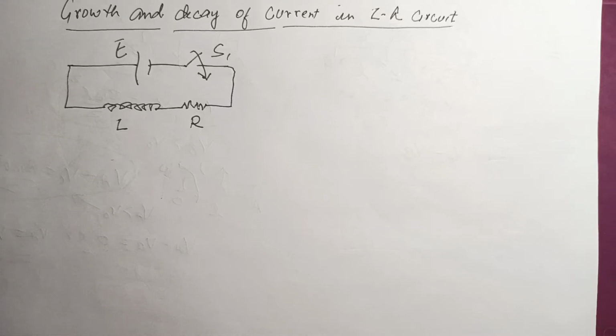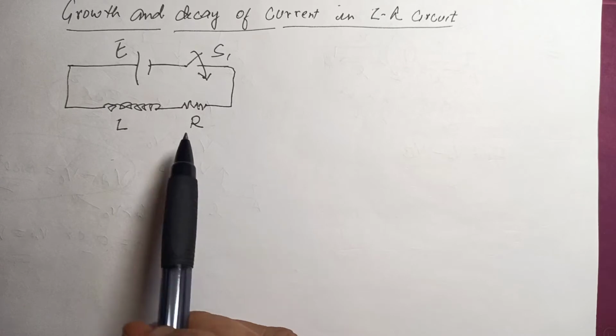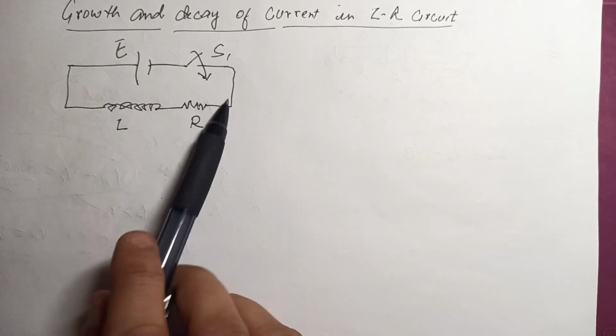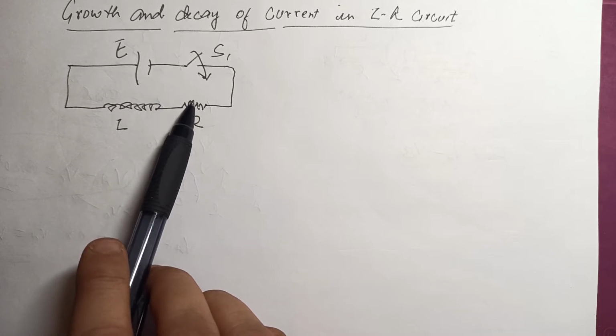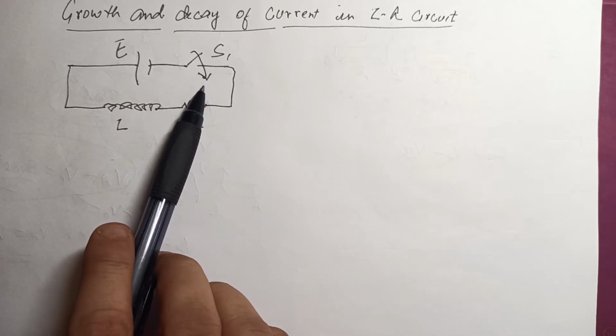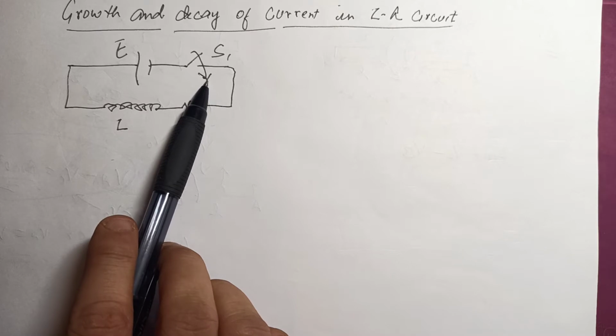Hi everyone. So in this lecture we will talk about growth and decay of current in LR circuits. Okay. Now we have already studied CR circuits, but here we will talk about LR circuits. Now, I hope you can see this circuit on the page here. Now at time t is equal to 0, suppose S1 is closed.